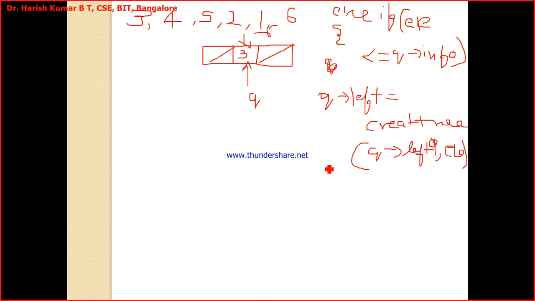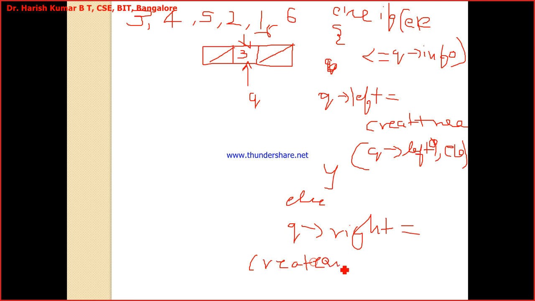Okay, so else if, and similarly in the else part we write q arrow right is equal to create tree, q arrow right, we traverse the right subtree, q arrow right, comma element. Okay, this is how we create the binary search tree. Have you understood?